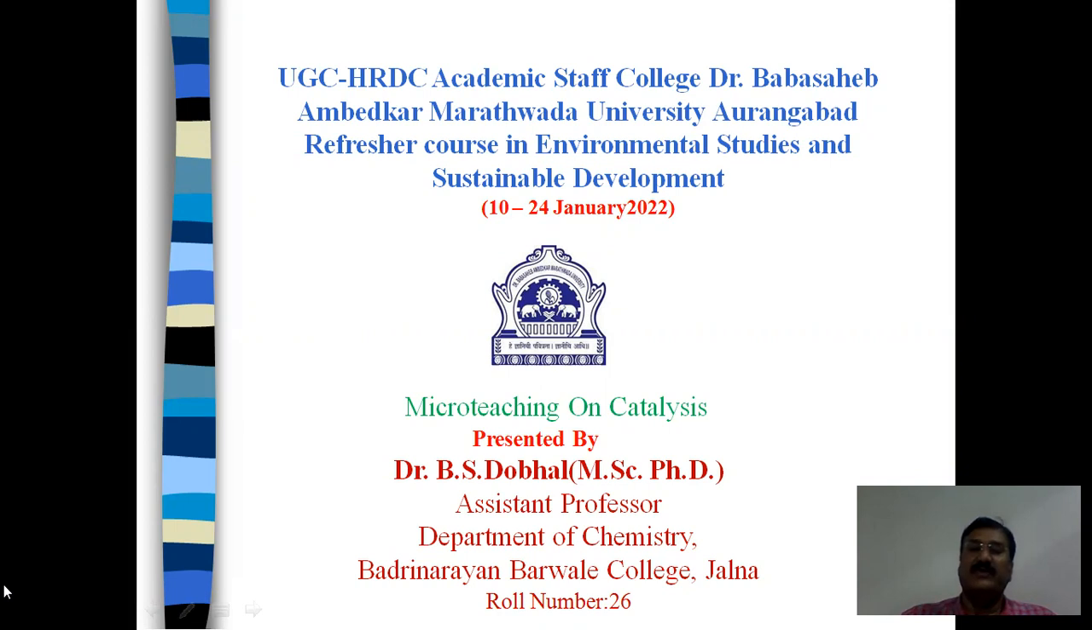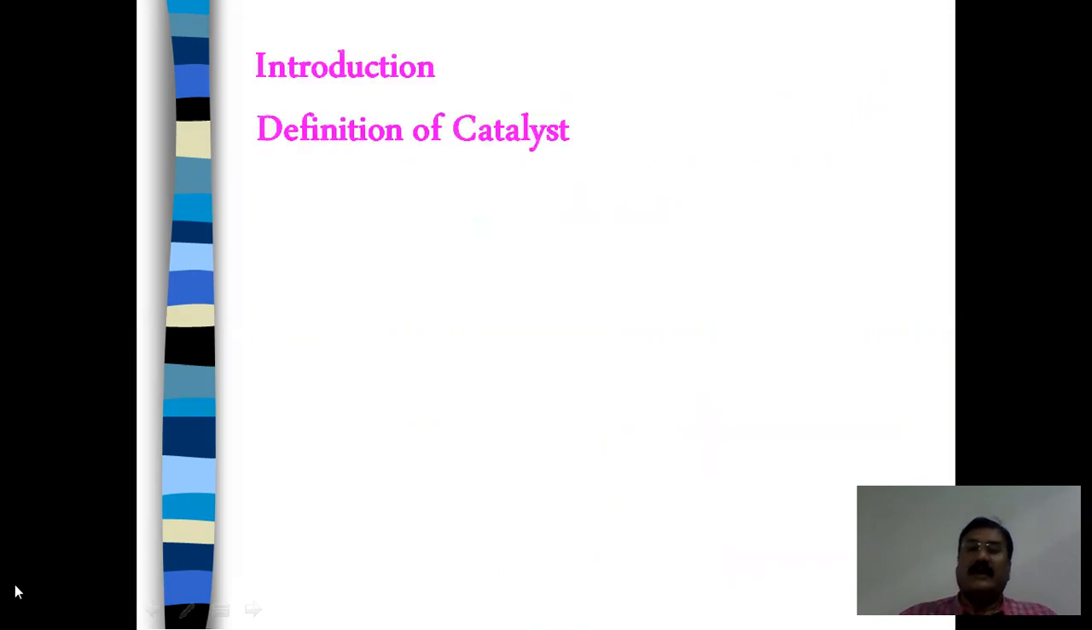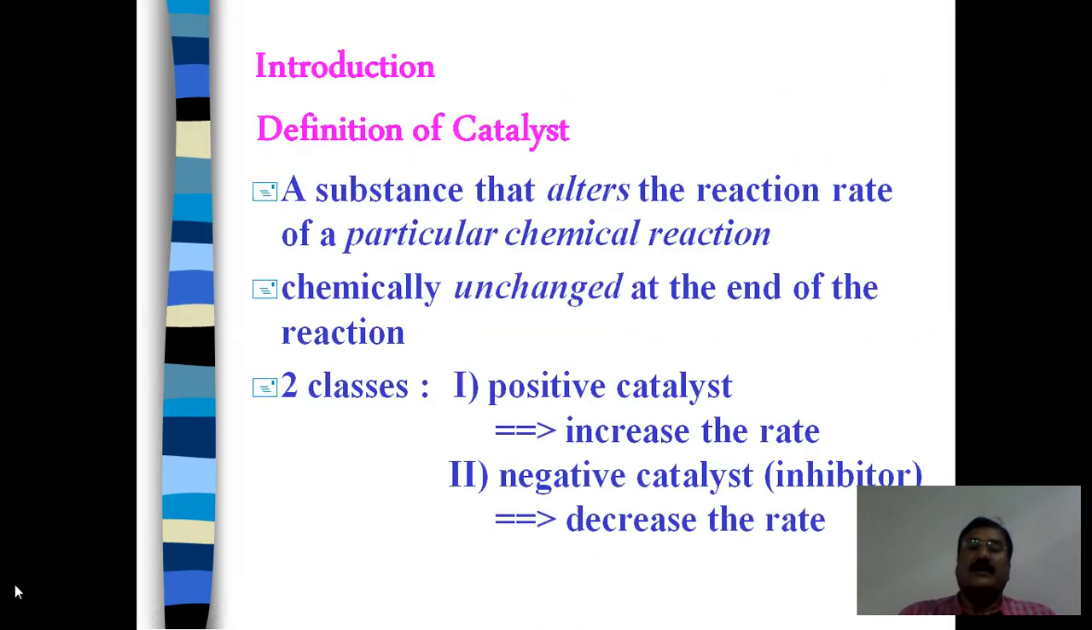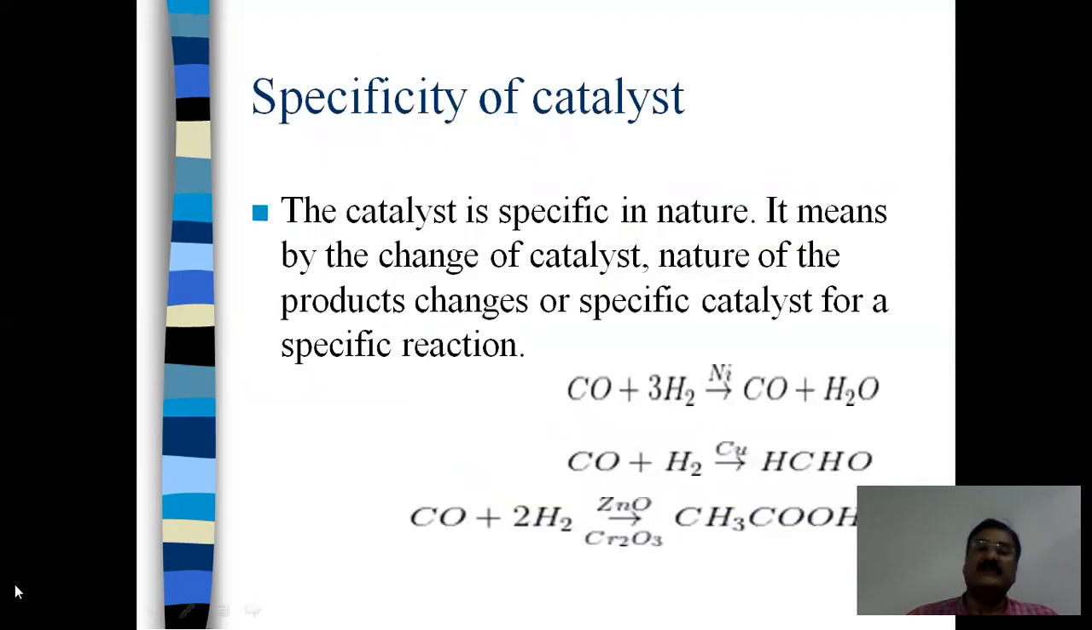Today, we are going to discuss catalysis. A catalyst is a substance that alters the rate of reaction of a particular chemical reaction. It remains chemically unchanged at the end of the chemical reaction. Catalysts are of two types: positive catalyst, which increases the rate of reaction, and negative catalyst, which is also called an inhibitor, which decreases the rate of reaction.